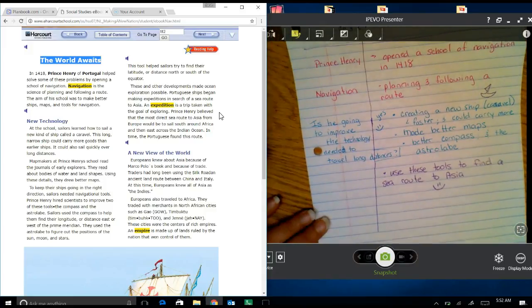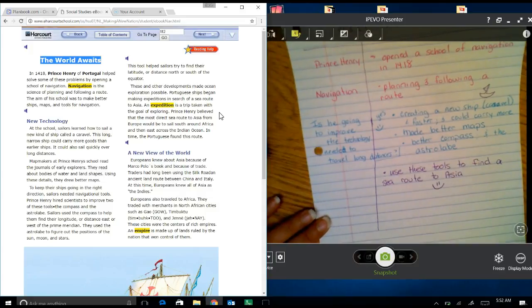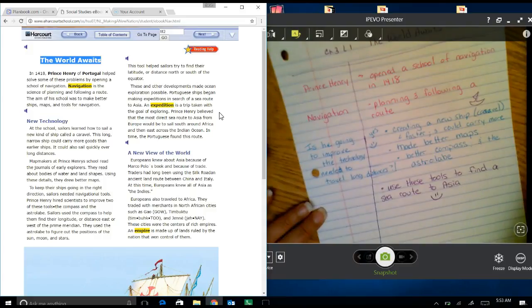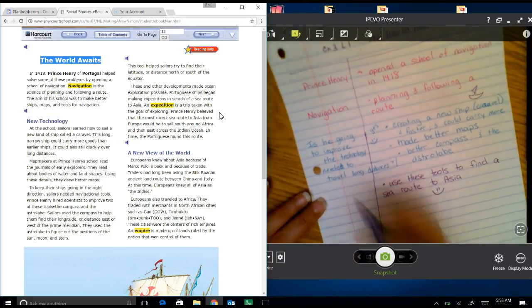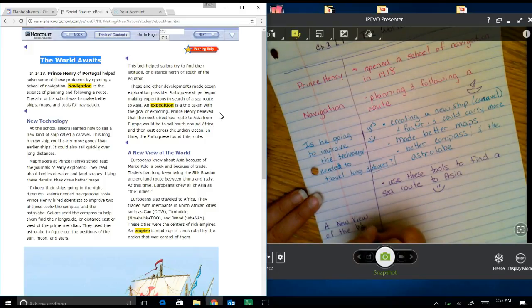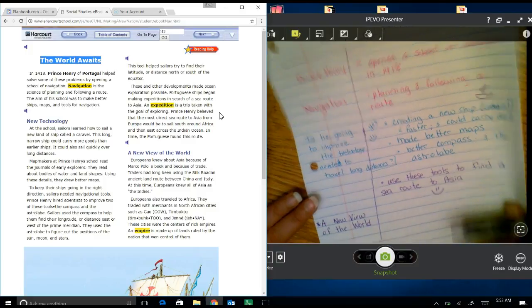A new view of the world. Now here we have a new section. So I am going to add a new section here. A new view of the world. Gotta know when we started a new section, guys.